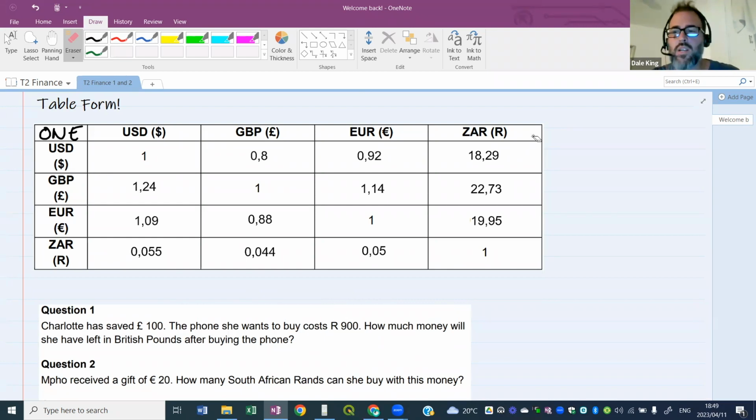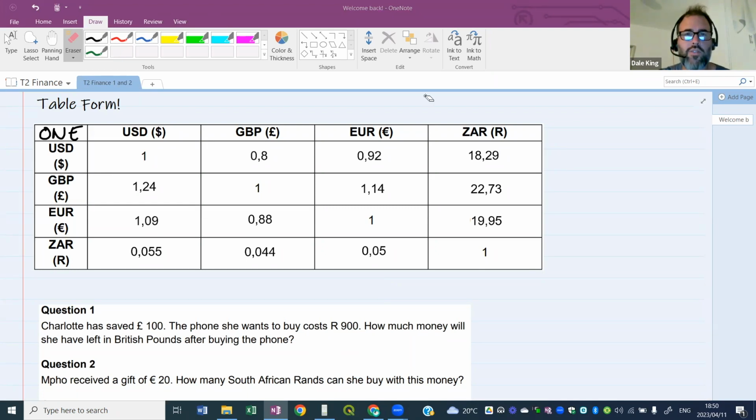All right, I'll give you guys a couple of minutes to try that one. Step number 1, can she buy the phone? 900 Rand, will it give her £100? If so, how much will she have left over if she does have anything left over? So you got to check how many pounds you get, and then it's a yes or no.